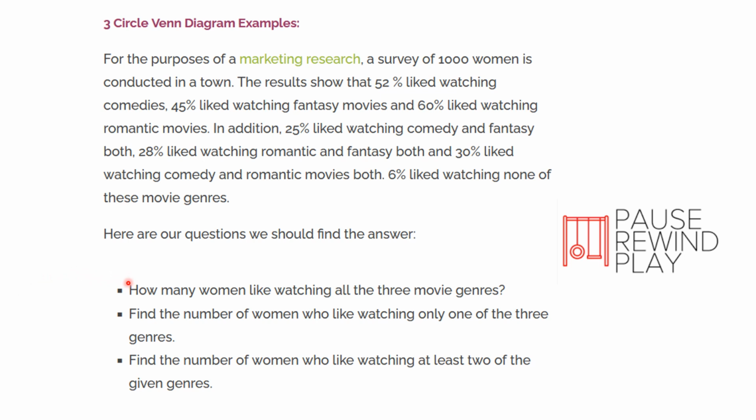So there are three questions that you're being asked in this problem. How many women liked watching all three movie genres? What's the number of women who liked watching only one of the three genres? And the third question is, find the number of women who liked watching at least two of the given genres. I'm going to pause while you work on this thing that is called a survey problem. Let's see how you did.